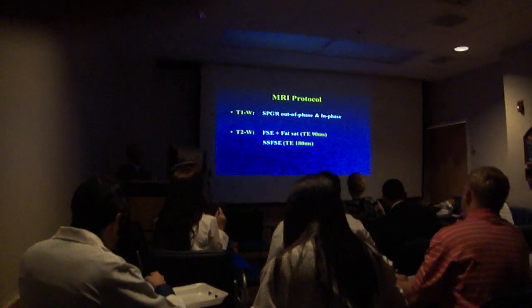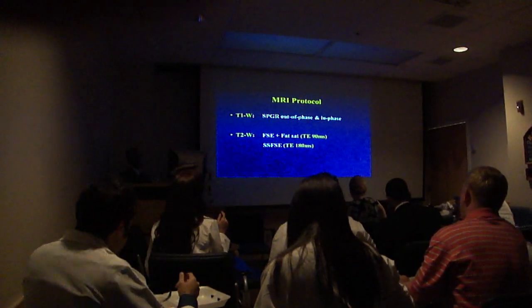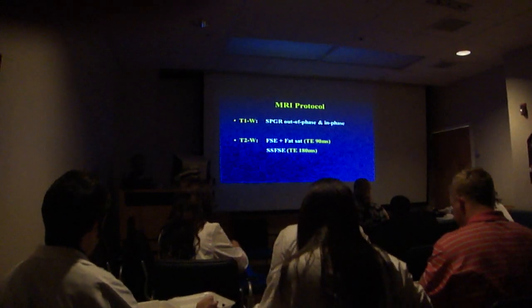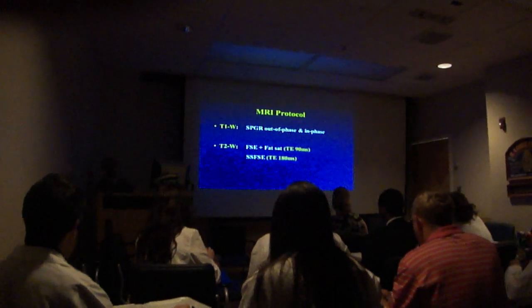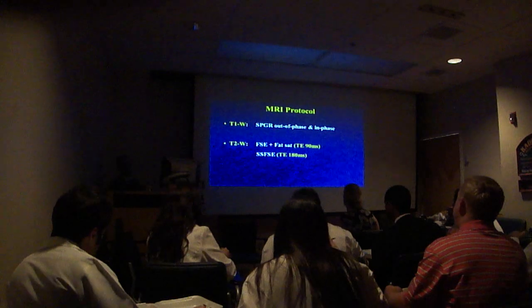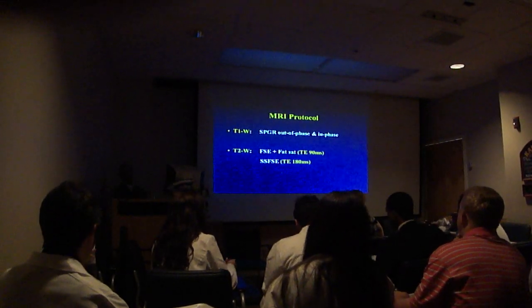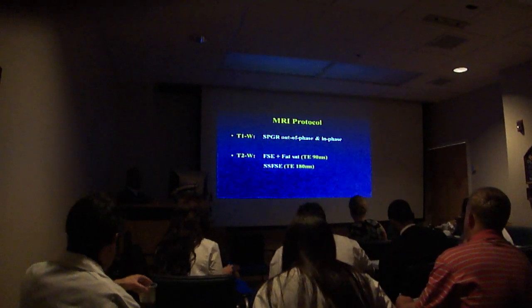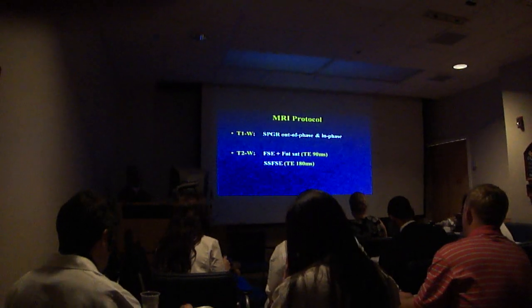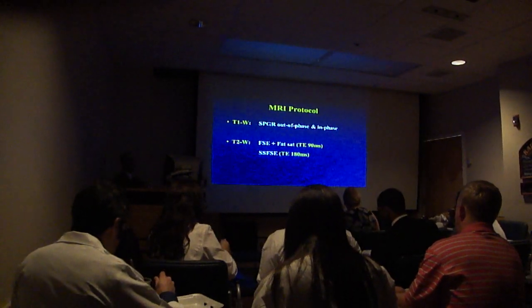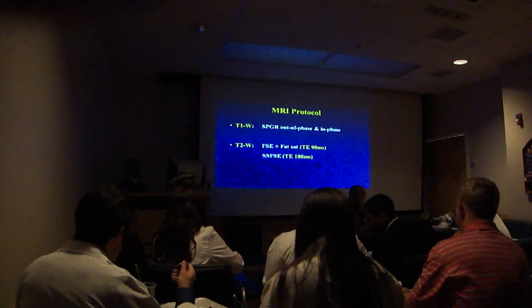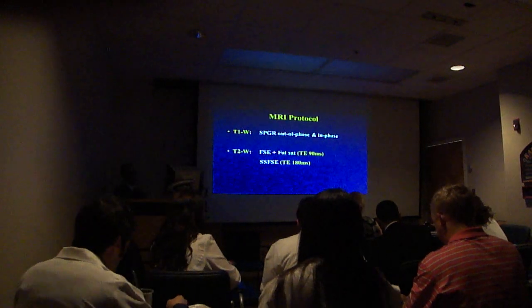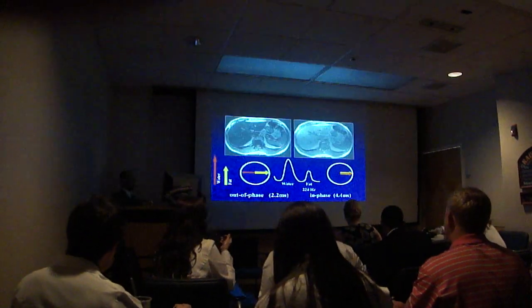MRI protocol. Briefly, I'll discuss the T1 weighted. We do spoiled gradient echo images, out of phase and in phase images. Does anybody know why we would do that? Fat dropout? Yes, to determine fat, focal fat or fatty infiltration within the liver, or to distinguish liver lesions that contain fat. I'll talk about those. Then we do T2 weighted images, fast spin echo with fat sat, shorter. You can do short TE or long TE, and I'll briefly describe why.